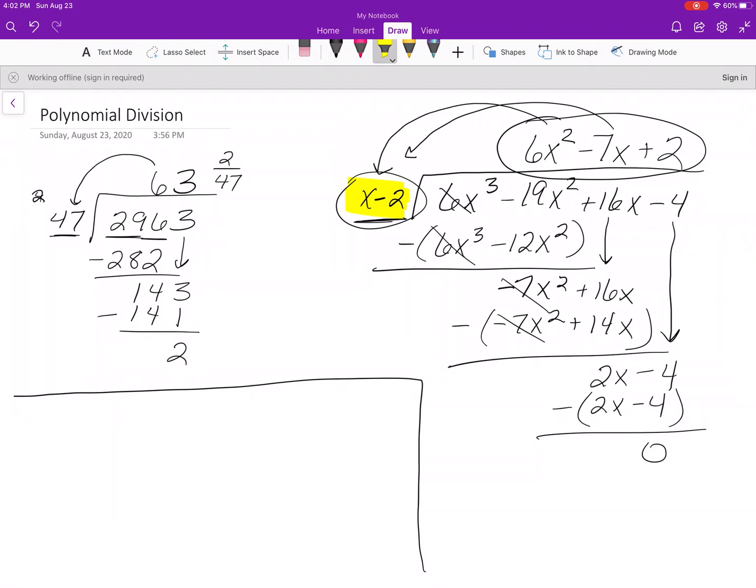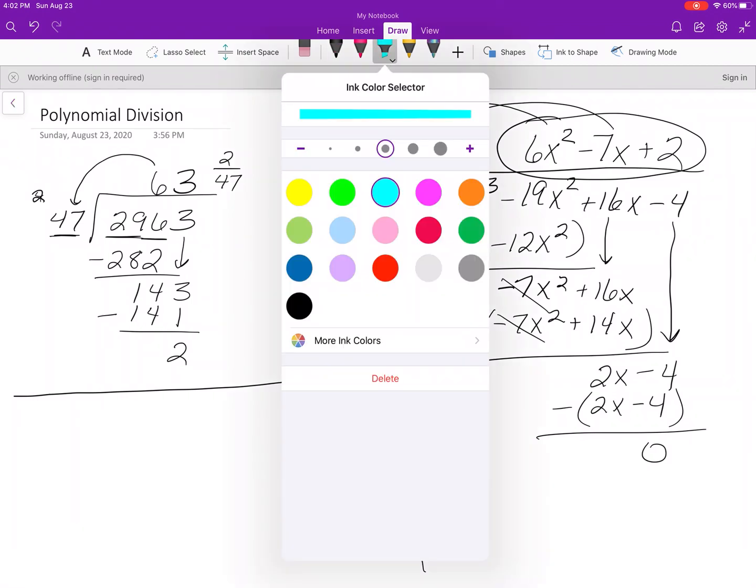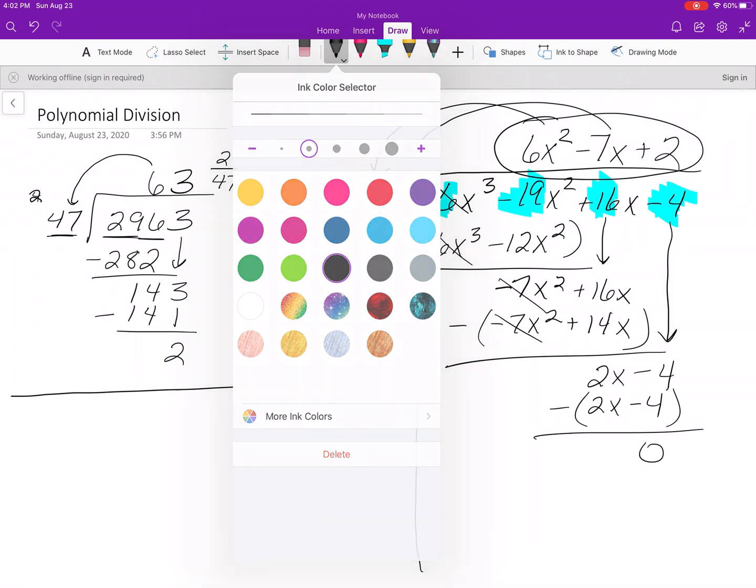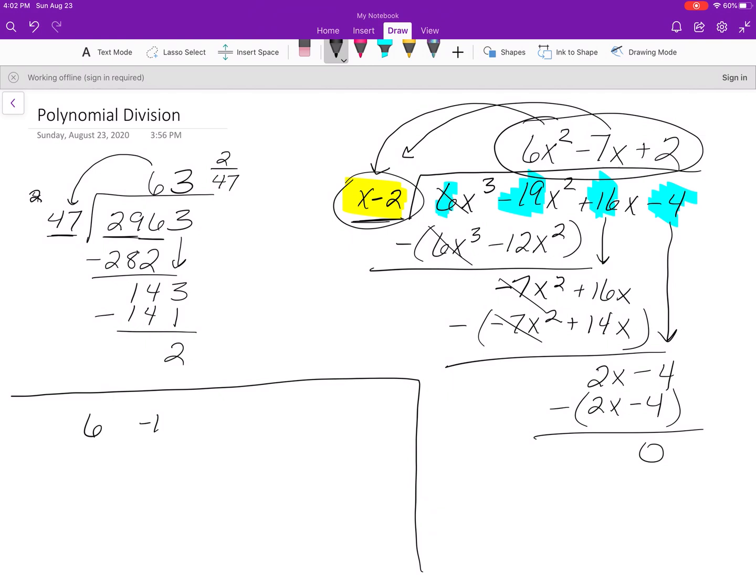So you start off, let me get a highlighter going here. Let's go this color. You start off by writing down the numbers that are the coefficients of the polynomial that you're trying to divide into. And so I'm going to write down 6, negative 19, 16, and negative 4. You have to make sure that every power of x is represented, because if there's any missing powers of x, you need to put a 0 in as a placeholder for that missing term. But this one has x to the third, then x squared, then x, and then the constant term, so we're fine.